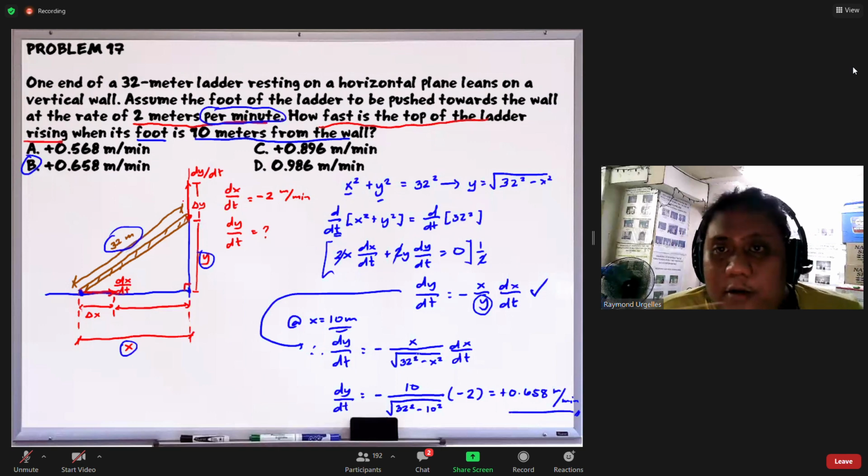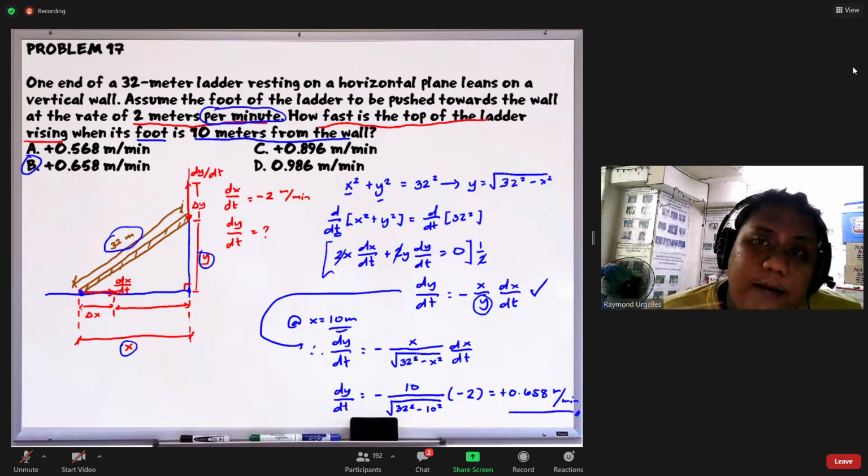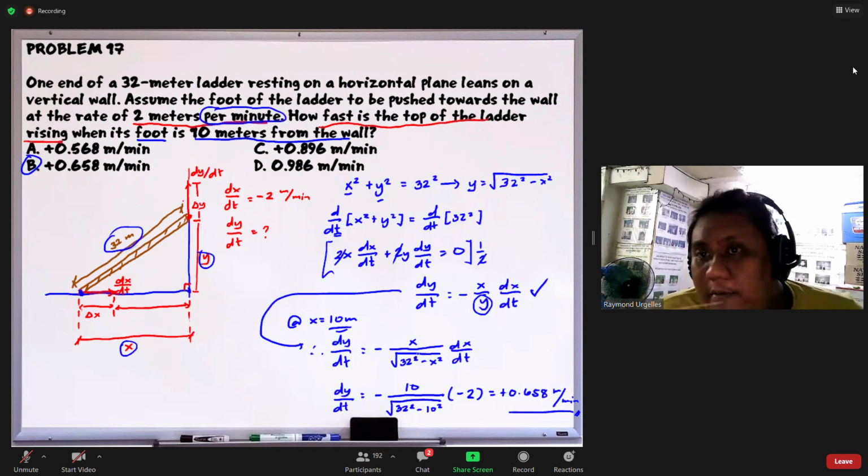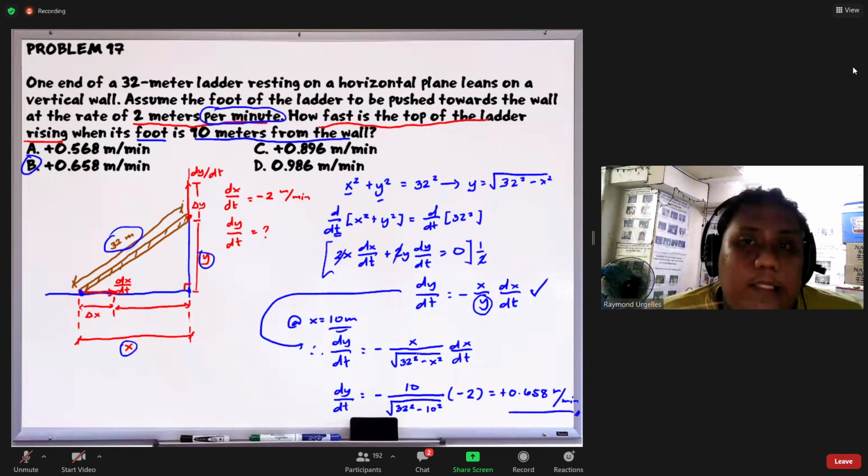Tapos gagamitin niyo ng sine law and cosine law. Kung hindi niyo alam yung sine law, hindi niyo alam yung cosine law, wala din, 'di ba? Kahit na sobrang galing niyo mag-derivative or sobrang galing niyo mag-integrate, pag hindi niyo alam yung pagsisimulan, yung equation na gagamitin natin, wala din. Okay ba?